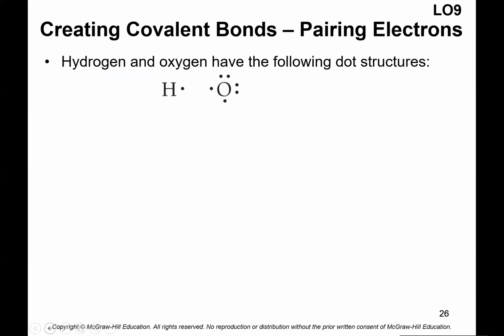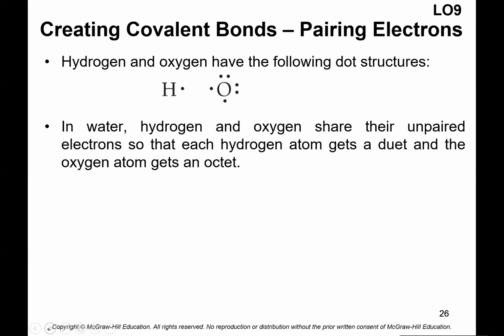Okay. So let's go ahead and create some covalent bonds. What do we mean by sharing electrons? All right, so let's start with hydrogen and oxygen. We're going to use H2O as an example here. So we're going to start with hydrogen and oxygen, and they have the following dot structures, right? So if we look at hydrogen in our periodic table, it's in the first group, so it has one valence electron. If you look at oxygen, it's in the sixth main group, okay? So it has 6 valence electrons.